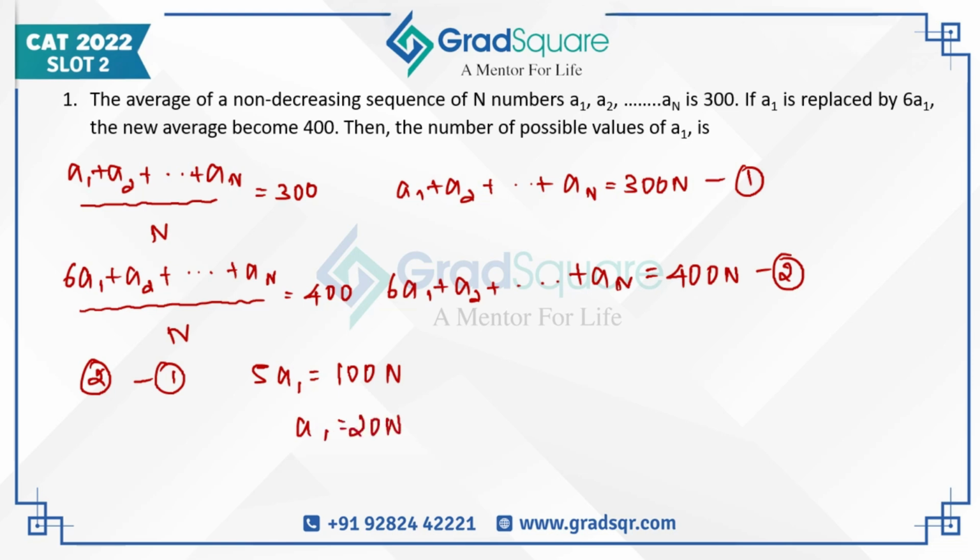Now we are looking at different possible values for a1, so for that I have to consider the values of n. n can't be equal to 1, because if n is equal to 1, then the average can't be equal to 300. So the minimum value of n should be 2, and it can range from 2 all the way up to 15. So the number of values from 2 to 15 will be 14, and 14 is the answer for this question.